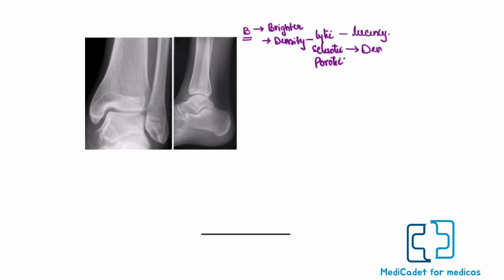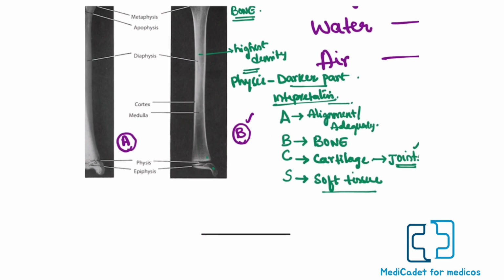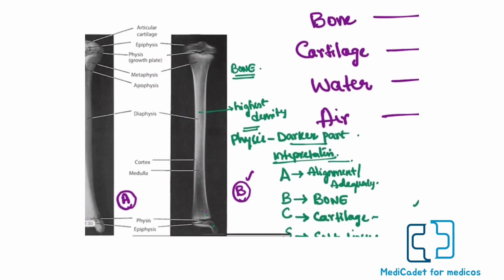Sclerotic is dense. Lysis and lucency appear a little dark compared to your denser part. Here, sclerotic means it appears the whitest. If you see the cortex in the diaphysis, it appears dense, and then your metaphysis, then epiphysis. Epiphysis appears somewhat dark and lighter, so it is cartilage and bone together.